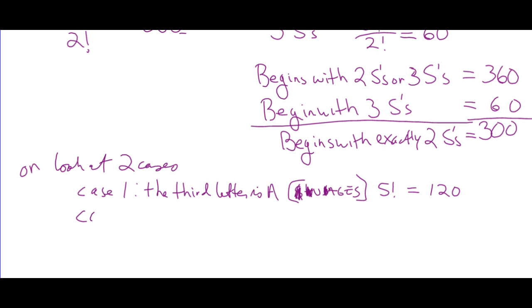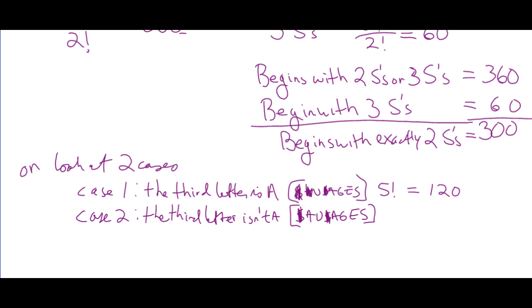And then case 2, the third letter isn't A. Okay, so S, A, U, S, A, G, E, S. So 2 S's are gone. Can't use the third letter as an S, so let's take out an E. Doesn't matter, right? It's either the E, the U, or the G. Okay, what's left? 1, 2, 3, 4, 5 letters. Is there any repeating there?